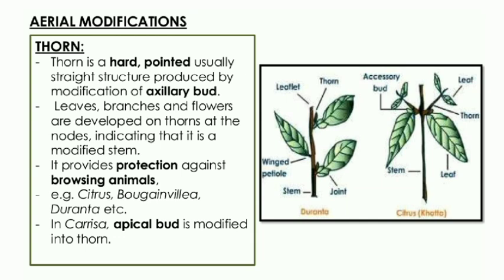In case of Carissa, the apical bud is modified into thorn. Usually, the thorn will be a modified axillary bud. But in case of the plant Carissa, the thorn is a terminal bud. Right. Like that, various plants will have various types of thorn. Right. Moving on to the next.